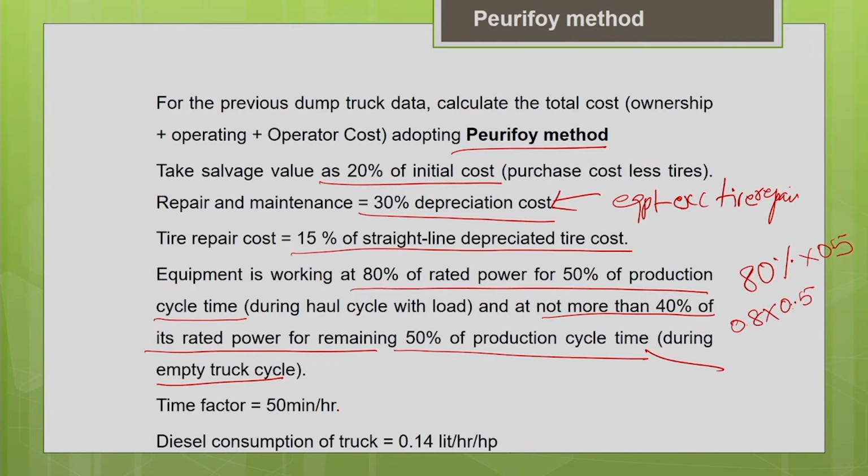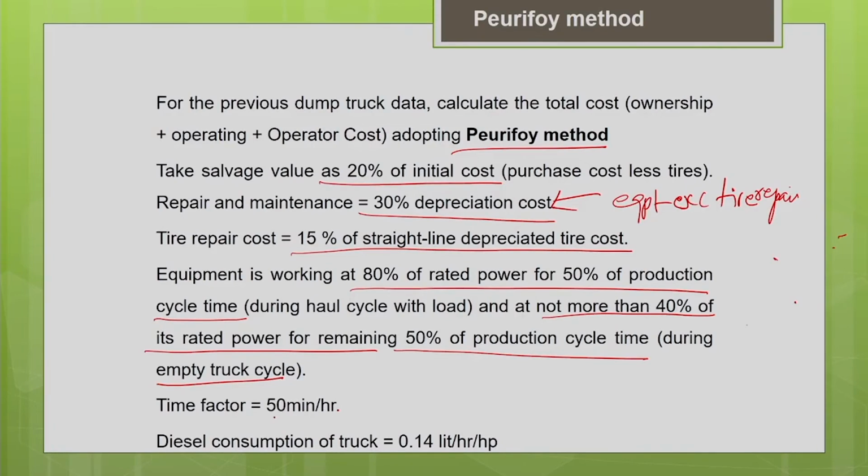Similarly, during the return empty cycle, which is 50% of the production cycle time, it is working at a power of not more than 40%, that is 0.4. So with this we can calculate our load factor. And the time factor is also given. Time factor is nothing but the working efficiency of the machine. How long the machine is working, say 50 minutes in an hour. That is the time factor.